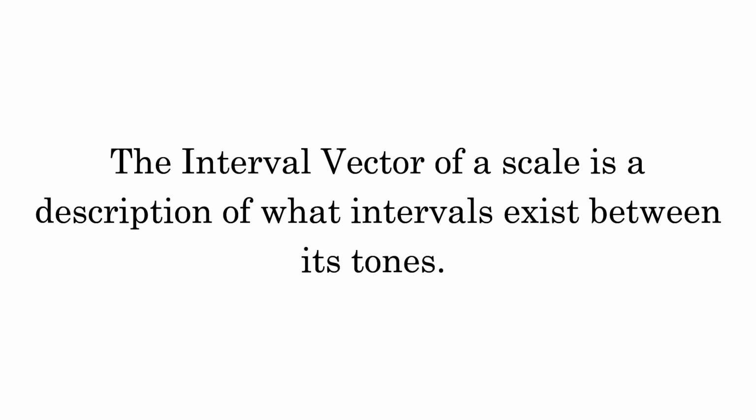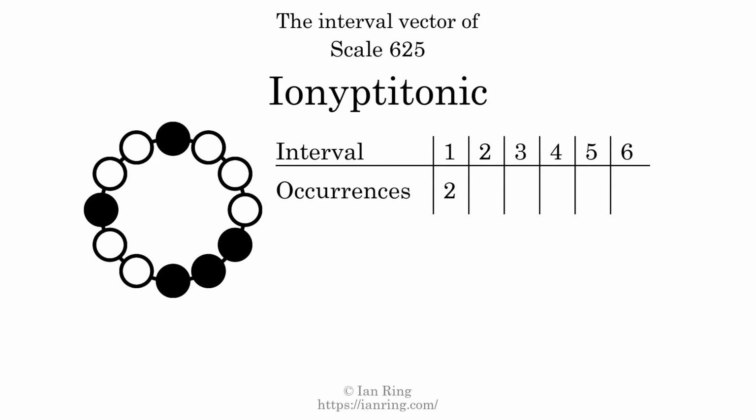The interval vector of a scale is a description of what intervals exist between its tones. There are 2 intervals with the size of 1 semitone. They are here and here. There is 1 interval with the size of 2 semitones. It is here. There are 2 intervals with the size of 3 semitones. They are here and here.